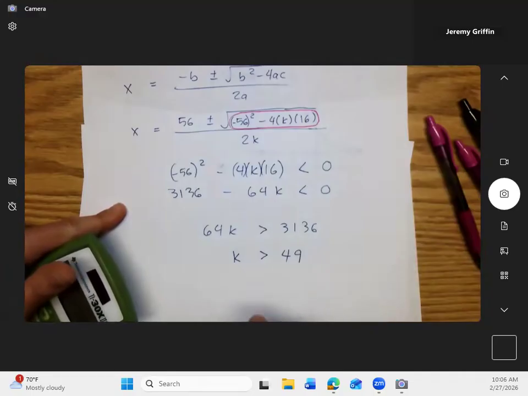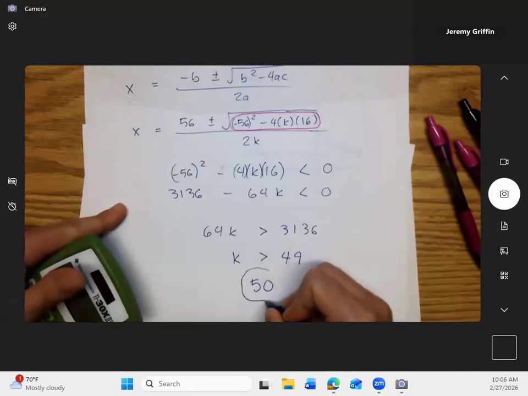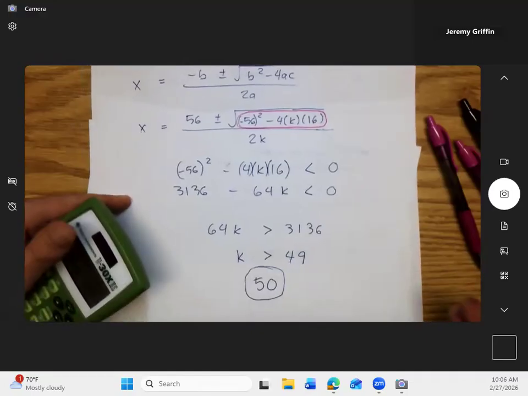So what number did you have to write down? 50. Because the answer is 50. They're looking for the smallest possible integer value so that you have no real solutions.